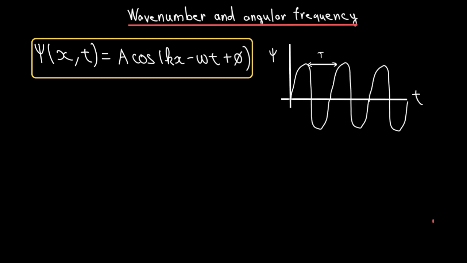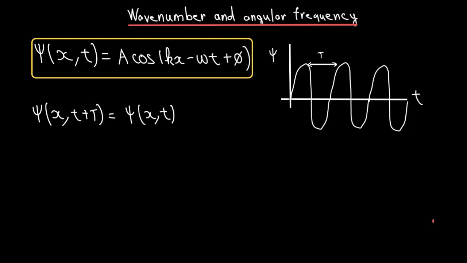Likewise, we use the same reasoning when it comes to the angular frequency, and therefore the time period capital T. We know that after a time capital T, our sinusoidal wave repeats itself, it resets, and therefore we have that psi of x and t plus capital T, our time period, is equal to, well, psi of x and t.